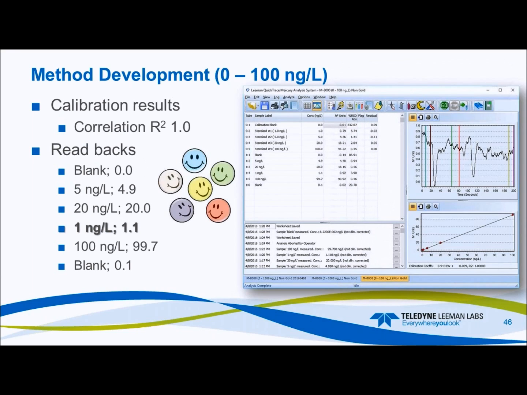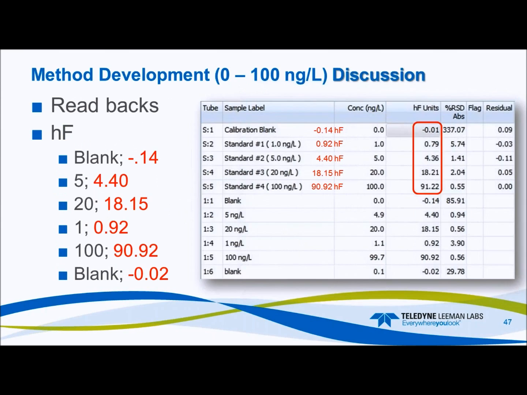So the readbacks: the blank came in at 0, 5 came in at 4.9, so that's better than 3.8, which was in the higher calibration. But again, it's a tighter calibration, so that reduces some of the error and gives you a better shot at getting a good calibration. And in this case, the correlation R squared was a 1.0, so that's as good as you can achieve with the system. That's why all the smiley faces. So the 20 came in at 20, the 1 came in at 1.1, the 100 came in at 99.7, and then my blank after that came in at 0.1. So basically, there's no carryover on the system.